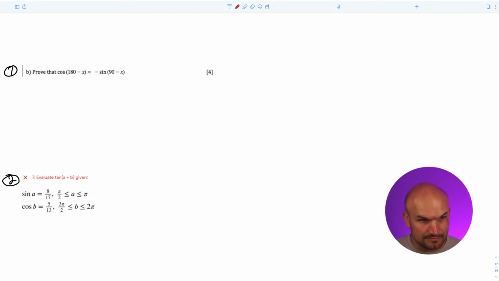All right, so the first one is to prove the cosine of 180 degrees minus x equals minus sine of 90 minus x. I'm assuming that is in degrees.